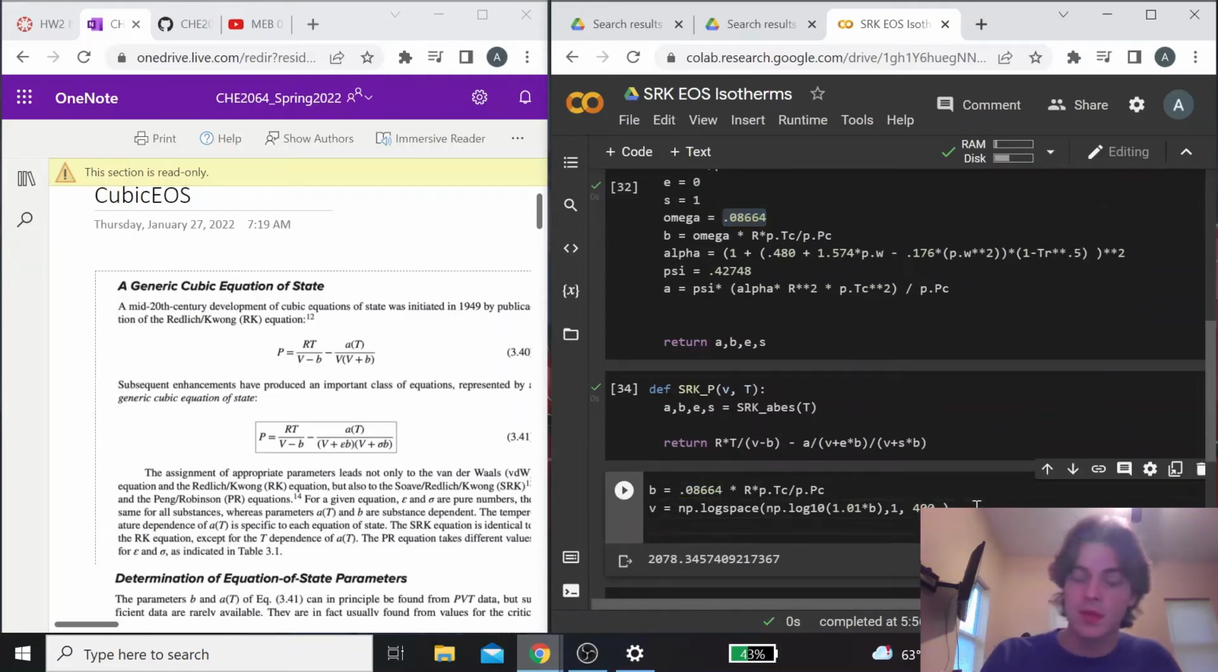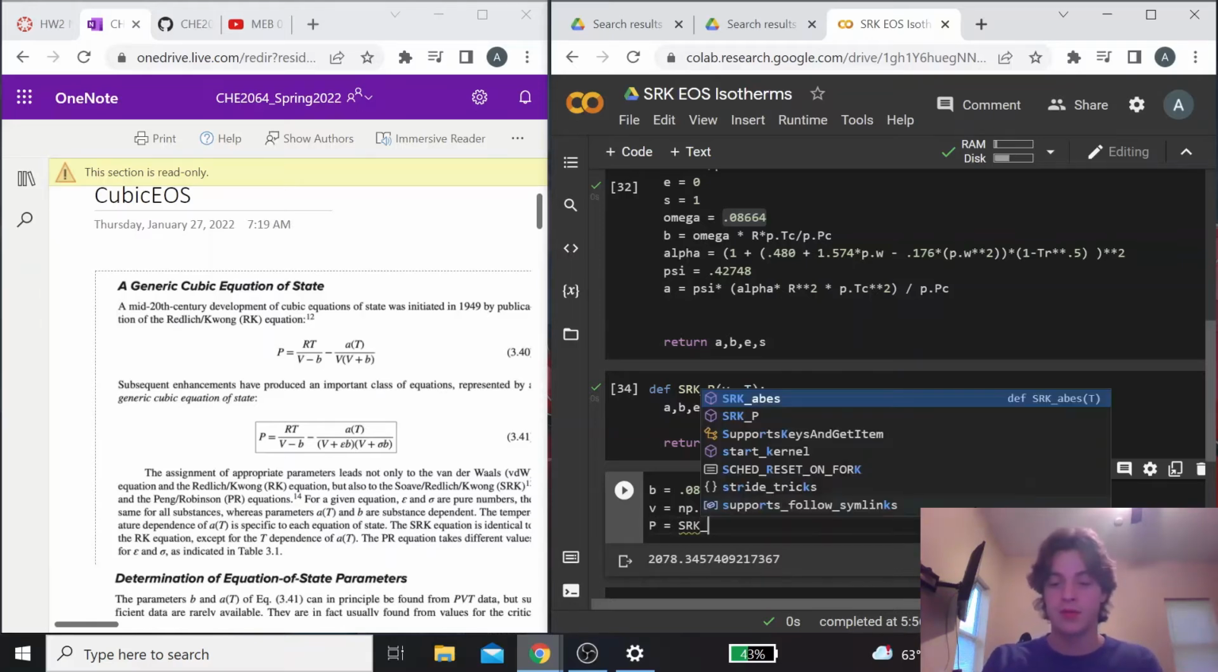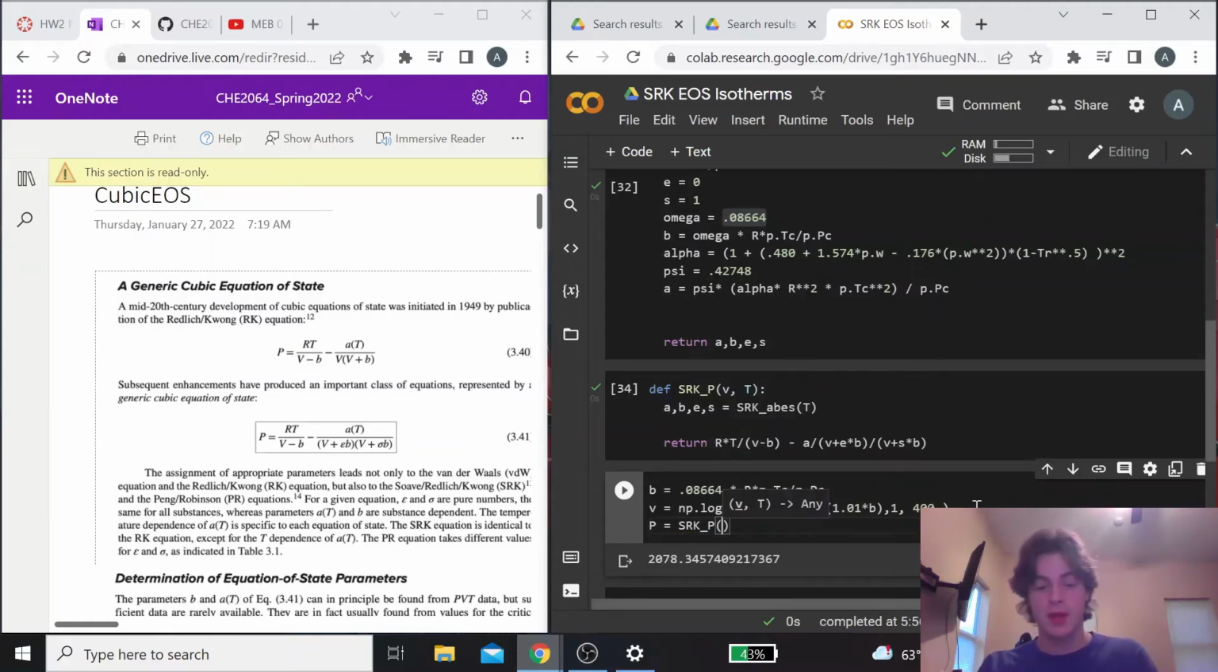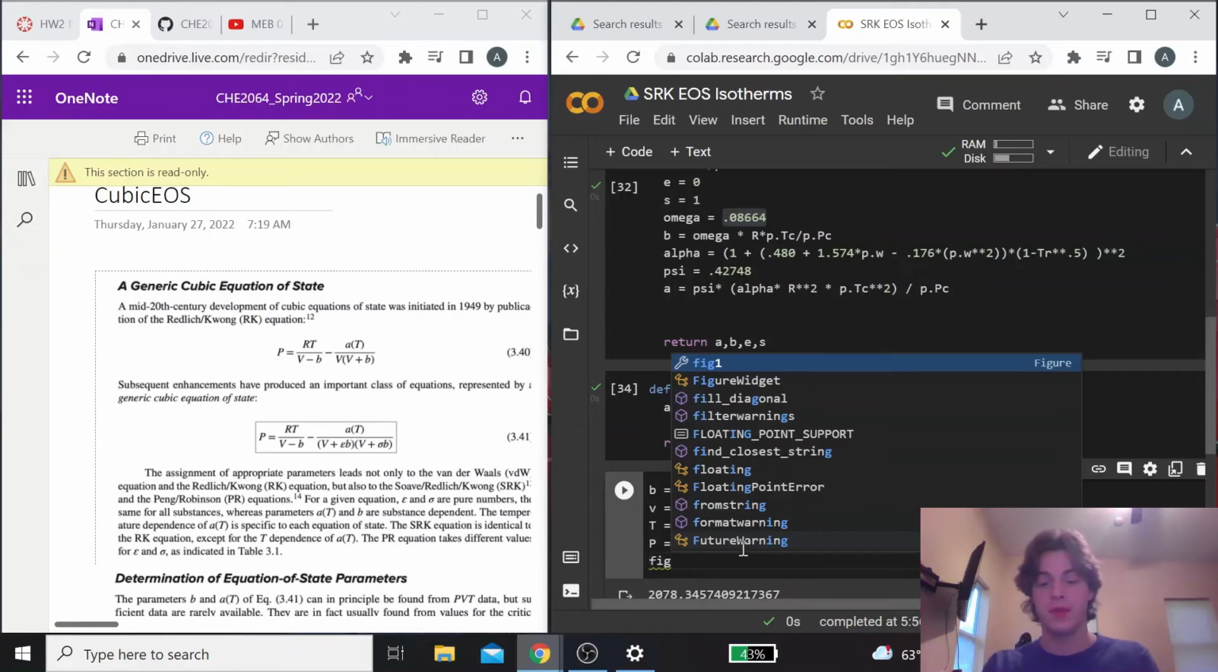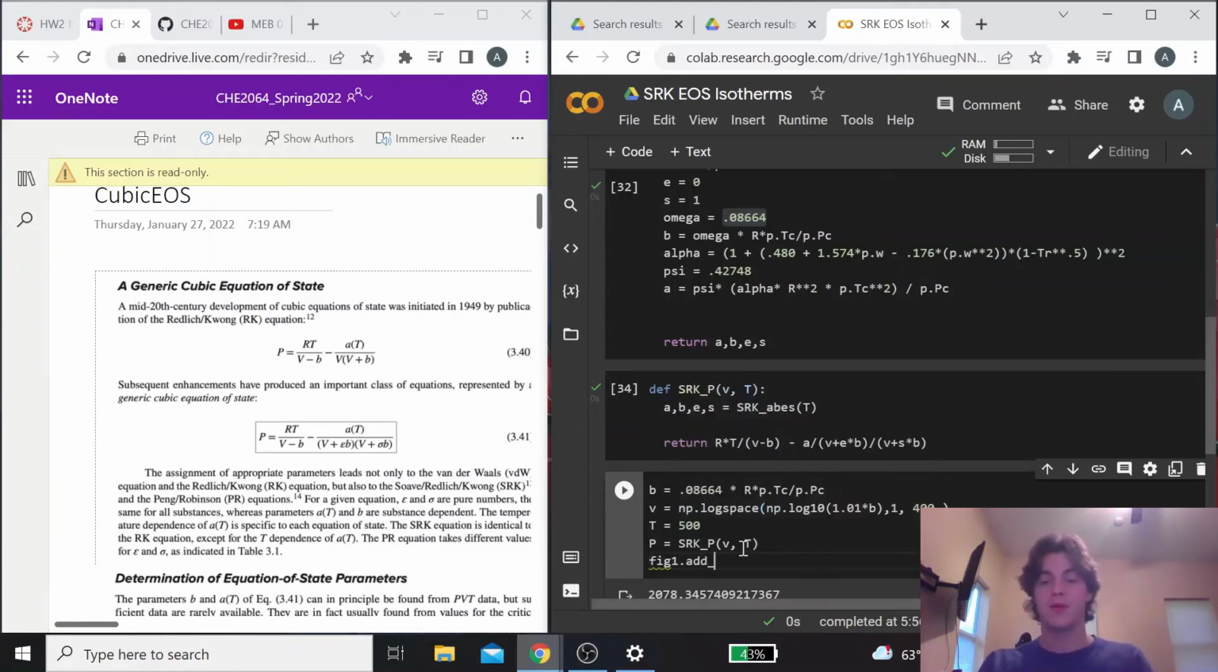Now we need our pressures, right? We need to calculate the pressures. So our pressures will be equal to the function we created to calculate pressures at V and our temperature. So we'll have our temperature at 500. So V comma T, right? And then we can do figure 1. We'll make our graph.